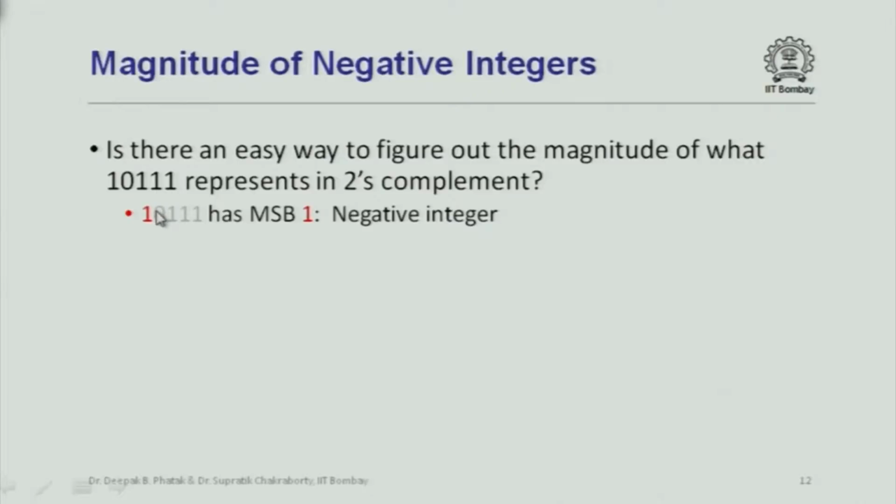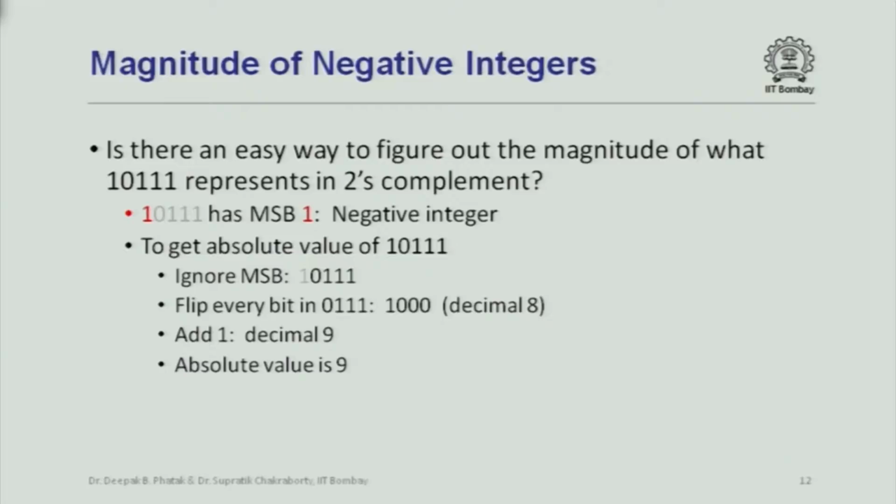We look at the MSB, immediately it's a negative number. And then to get the absolute value, you ignore the MSB. So you get 0, 1, 1, 1. Flip every bit here, you get 1, 0, 0, 0. That's decimal 8. Add 1 to it, you get 9. So the absolute value is 9. The original number was minus 9. Right?